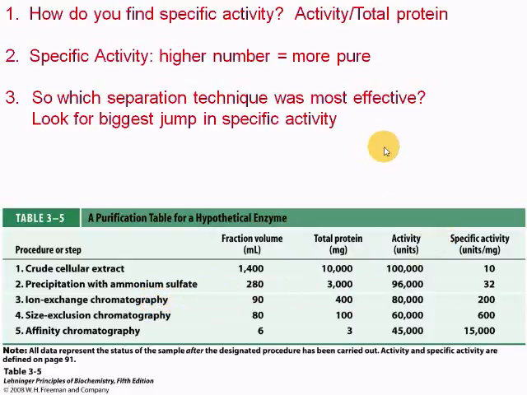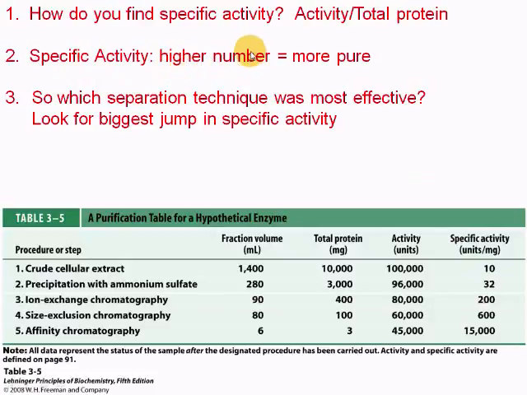Okay, and so for example, like a test question you might be asked on this, specific activity might not be here at all, and the teacher might ask you to find specific activity. So my first point is, how do you find specific activity? We just take activity and you divide it by total protein and you get specific activity.